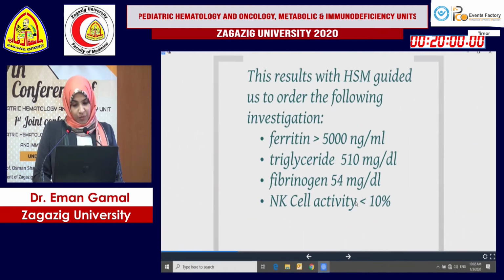The general condition of the patient started to deteriorate with elevated liver enzymes, and he became jaundiced. With these clinical and laboratory findings, and after exclusion of infection and malignancy as a cause of his deterioration, we suggested HLH, and so we ordered the following investigations. Ferritin level was highly elevated, above 5,000, and triglycerides were also elevated, above 500, with decreased fibrinogen, and natural killer cell activity was below 10%.